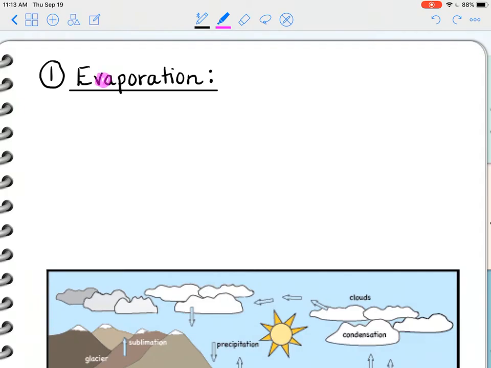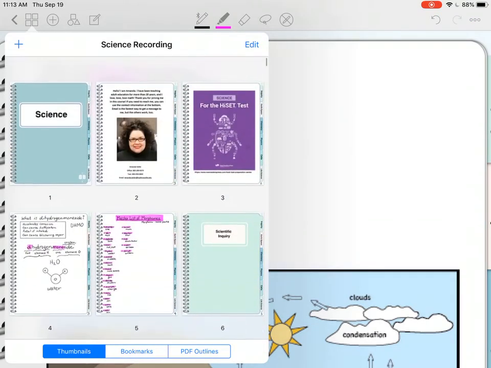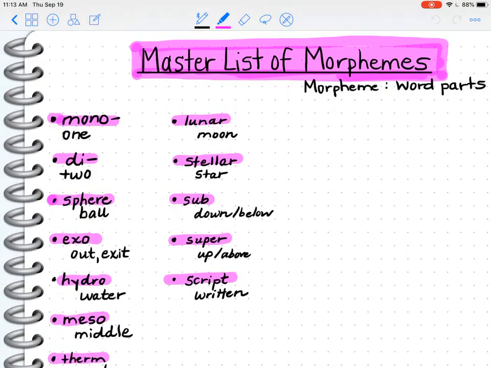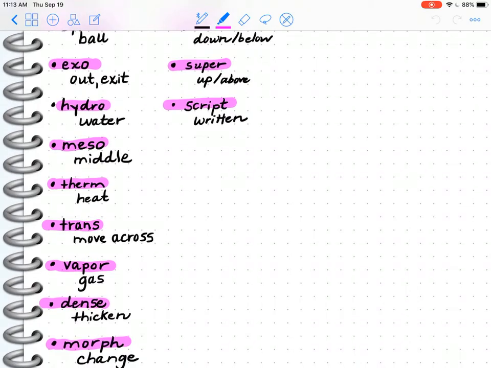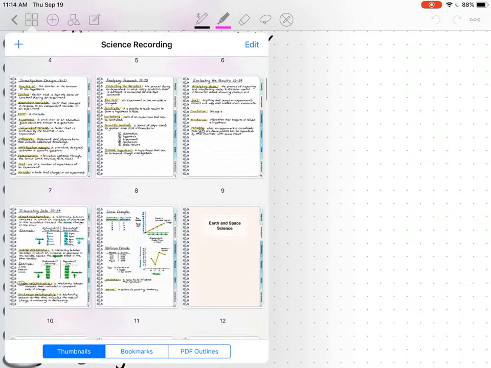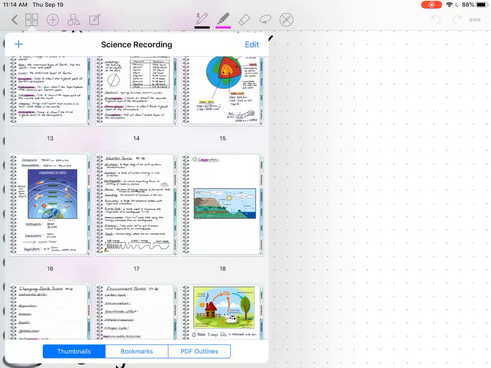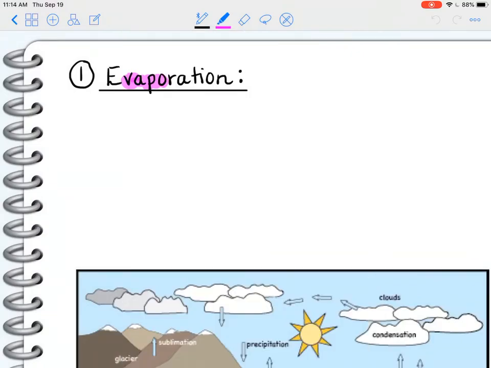Now you may know someone who uses the electronic cigarettes. They're vaping. This is another use of that morpheme, vapo. So let's go over. I don't think we've already recorded it, but let me be sure. Vapor is gas. So I know that evaporation has something to do with gas. And since we're talking about the water cycle, that's going to be steam or water vapor.